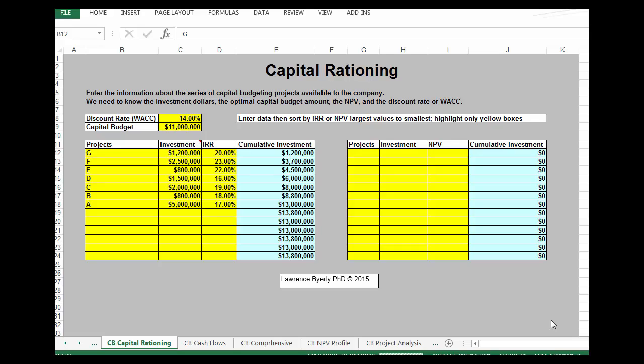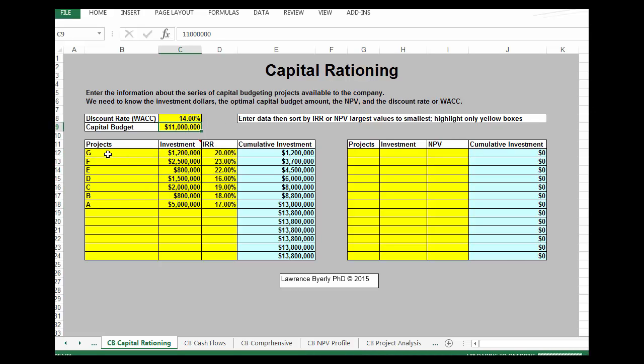In this example, we're going to discuss the concept of capital rationing and how managers can deal with capital rationing. So let's first start with the definition. Sometimes corporations will limit how much money they are willing to spend to expand the company, to buy new assets. So management will set a budget. In this case, management says we're only going to spend $11 million.